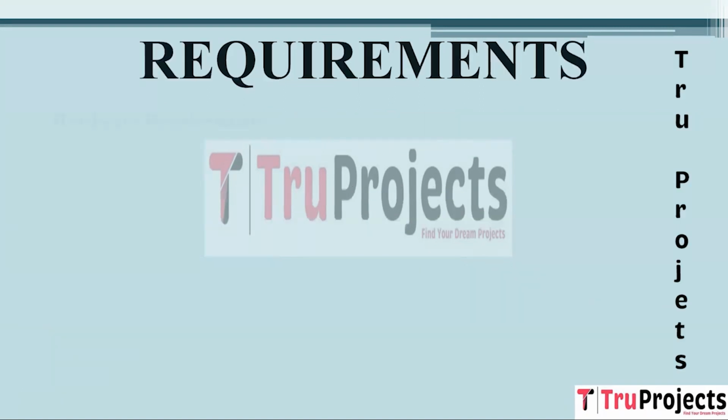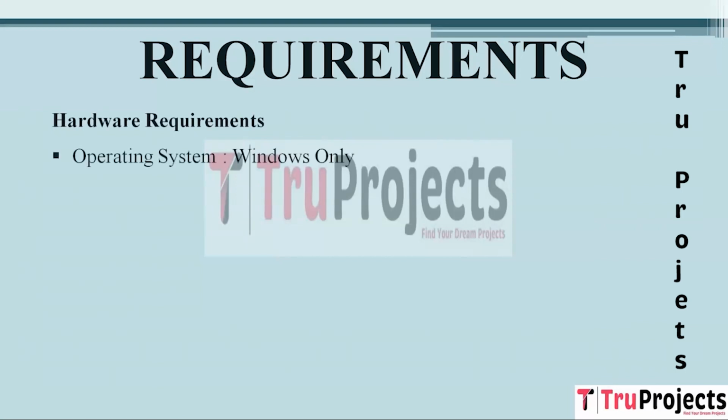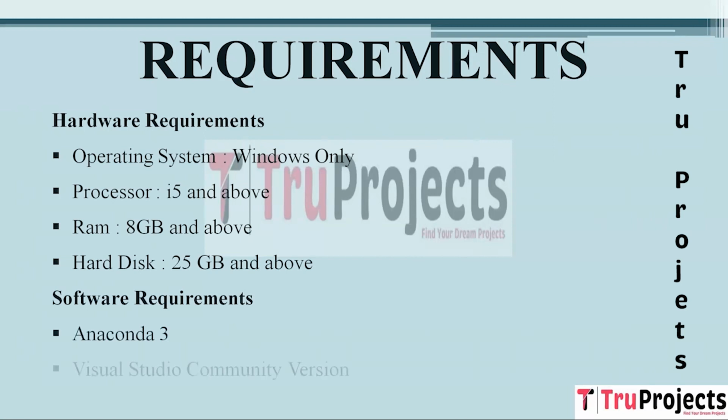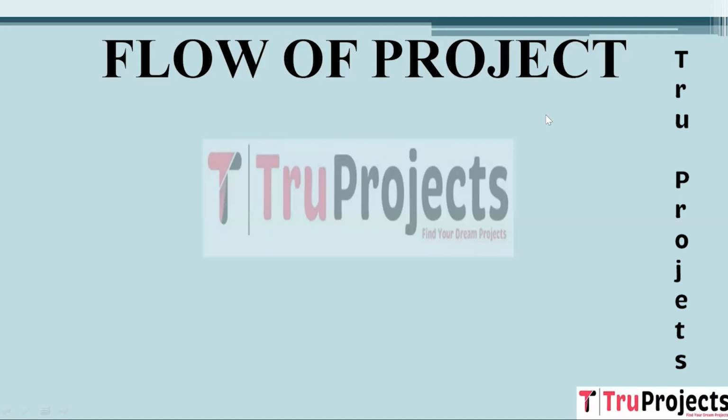Requirements. The requirements of the project are hardware requirements, in which we have operating system of Windows, processor of Wi-Fi and above, RAM of 8 GB and above, hard disk of 25 GB and above. Software requirements, in which we have Anaconda 3 and Visual Studio Community version. Flow of project. To implement this project, we have designed the following steps.